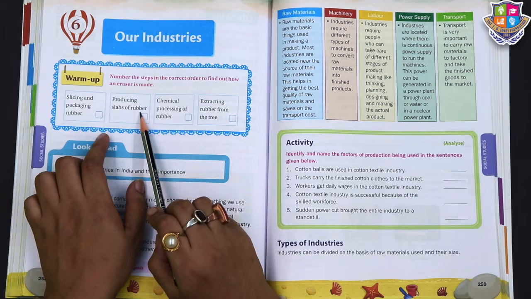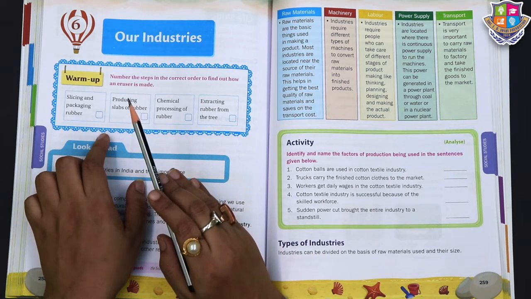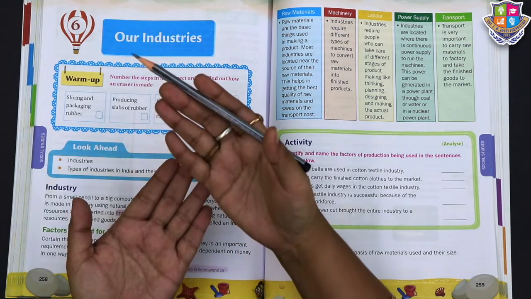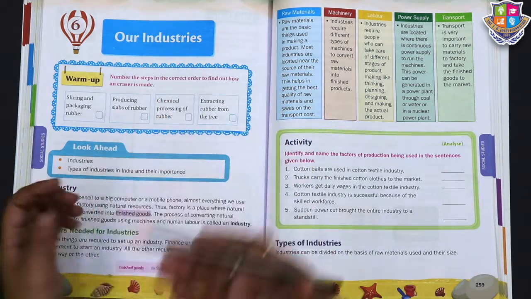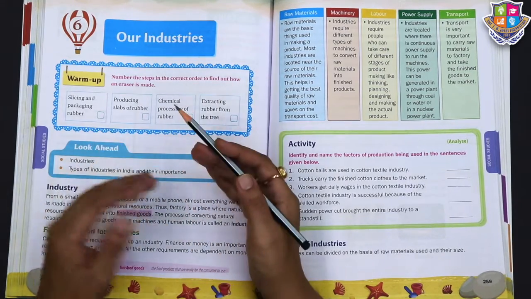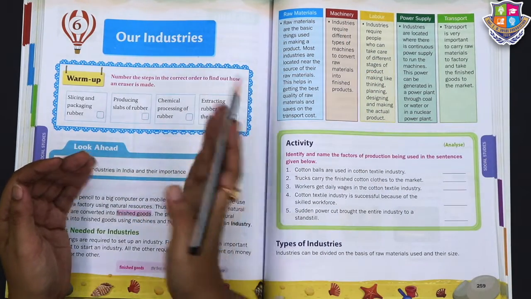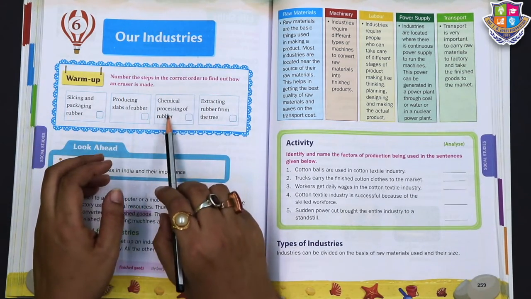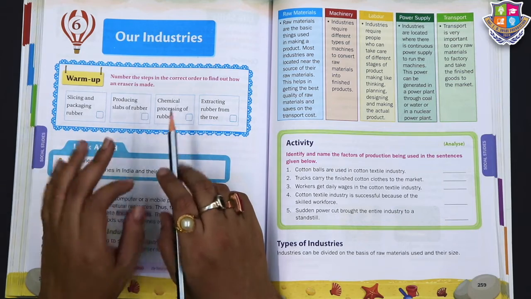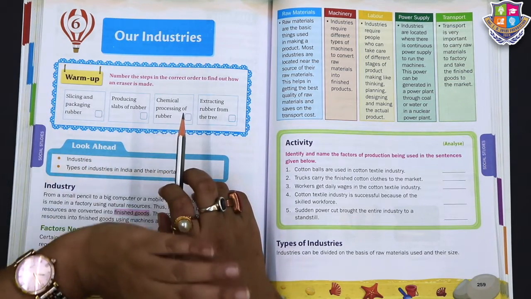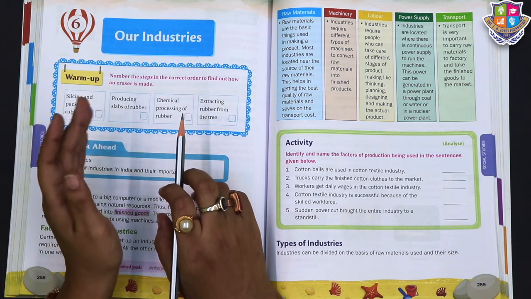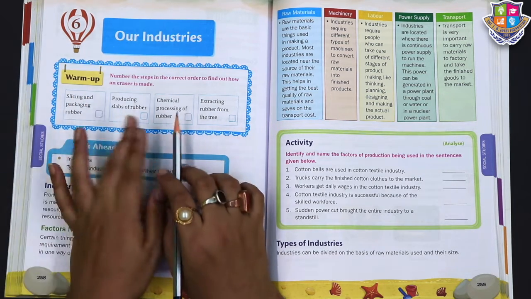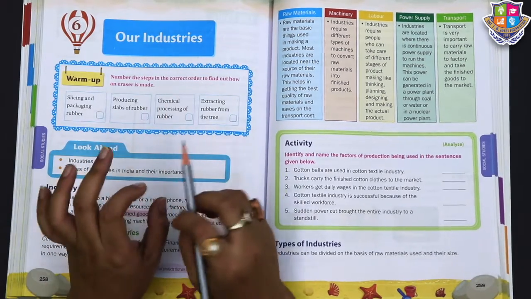Producing slabs of rubber. Producing slabs of rubber means when the rubber is being cut into slabs, slabs means you can say into pieces. So after the rubber plantation, the rubber tree is being cut down, then only this process will be done, isn't it? So it will be somehow in the middle. Then chemical processing of rubber. Chemical processing can be done after the slabs are transferred to the industry. And due to the chemical process only we will get the eraser. So this also will be somehow in the middle.